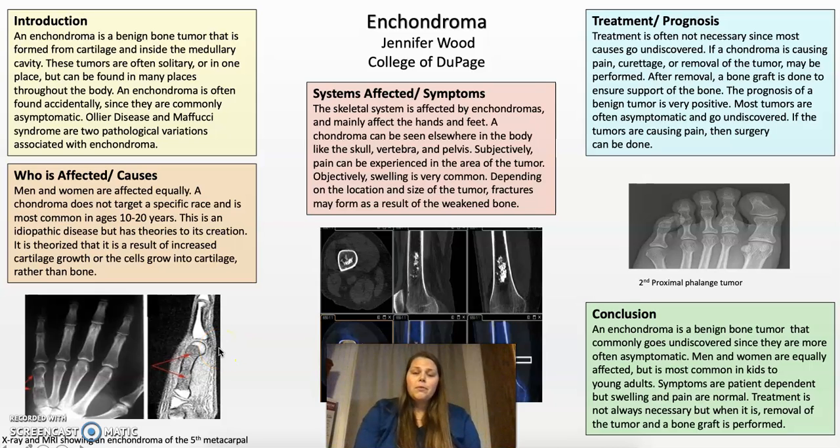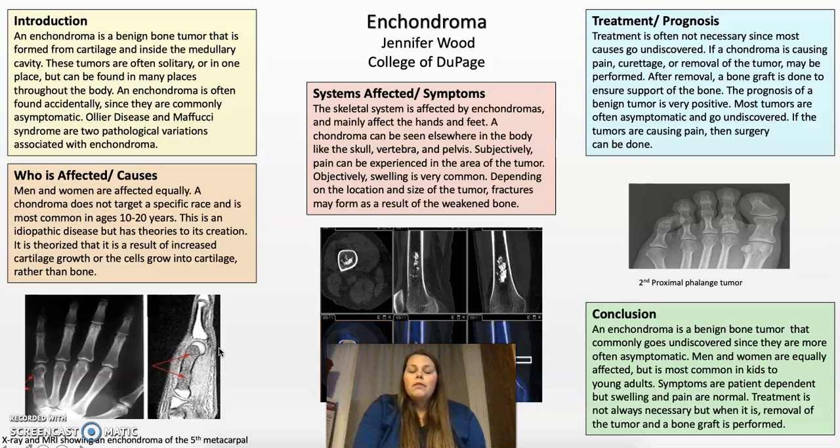Hi, my name is Jennifer Wood, and I chose to do my pathology research paper on enchondroma. An enchondroma is a benign bone tumor that is formed from the cartilage and inside the medullary cavity. The medullary cavity sits within the diaphysis, or the shaft part of the bone.